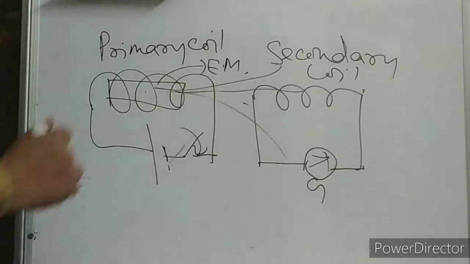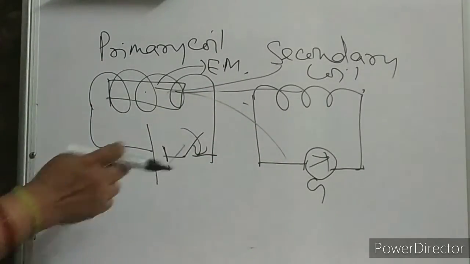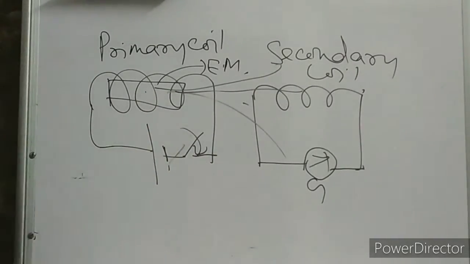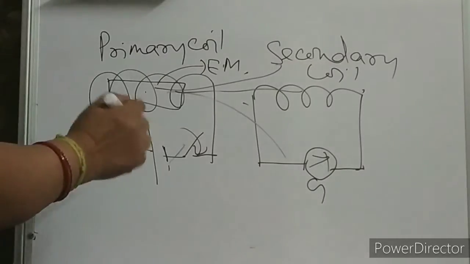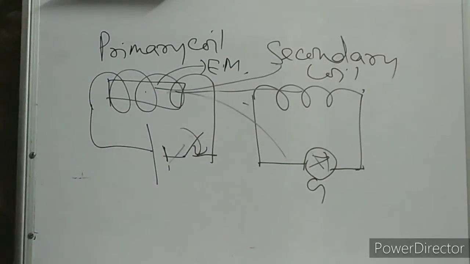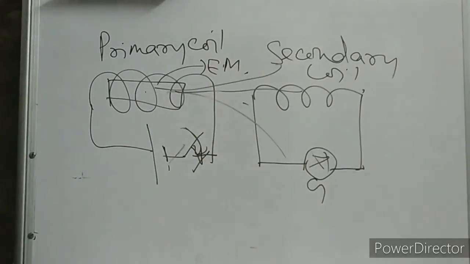So you will get your deflection. Now again we will switch off this key. This key is now off. When the key is off, again we will see there is deflection, but in the opposite direction. But if you keep it on like this, then there will be no deflection, children.